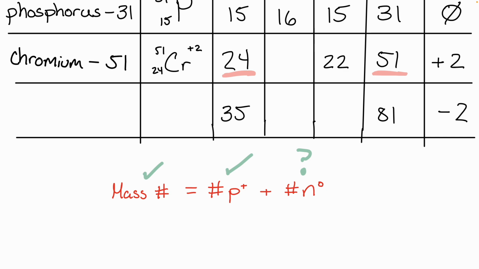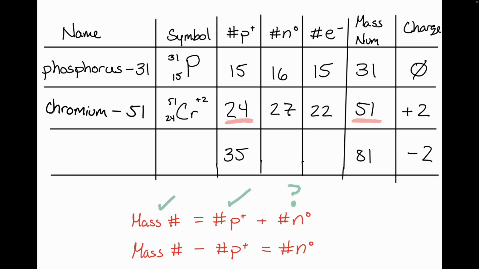All right, so just to be clear, in order to rearrange this, I would find that the mass number minus the number of protons would give me the number of neutrons. So that's exactly what I'm going to do. I'm going to take my 51, subtract off the 24, and that's how I get 27 neutrons. Importantly, these 3 boxes right here are very closely linked together: number of protons, number of neutrons, and mass number.